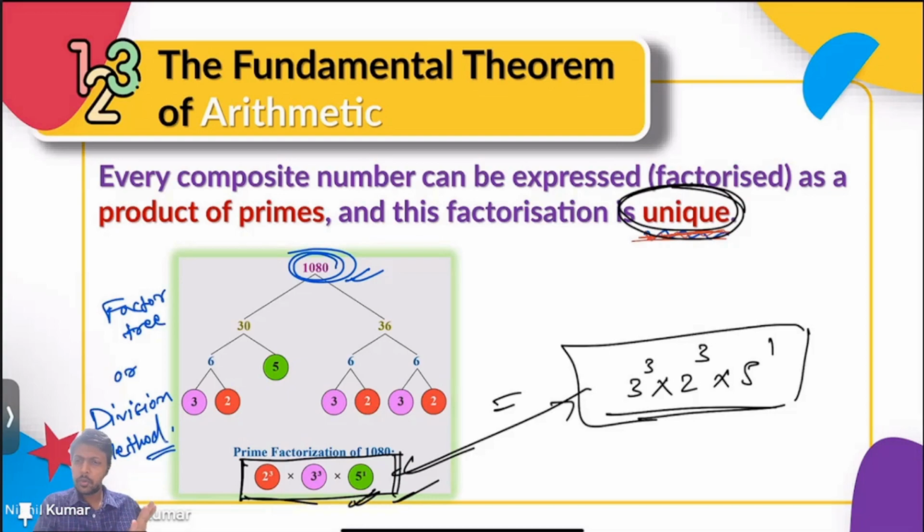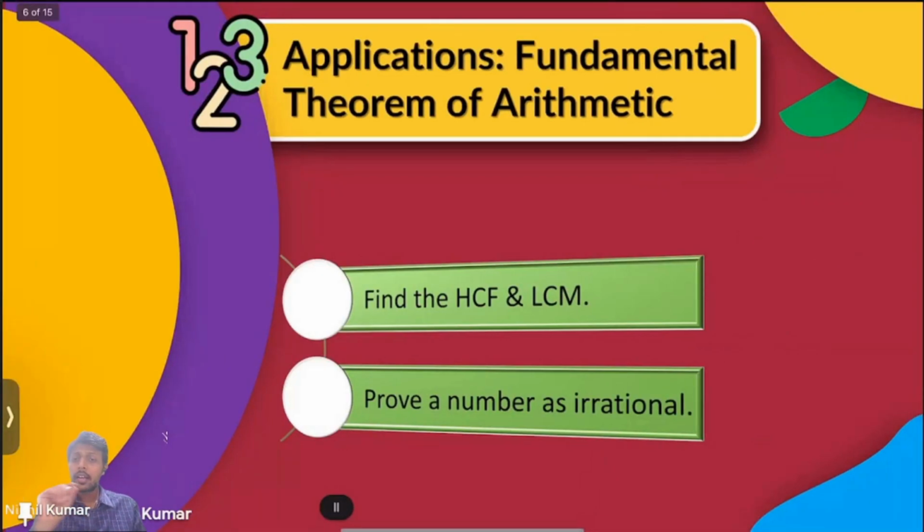Okay, let's move on and see how we apply this theorem. Where does this theorem help us? So, as per your syllabus, it has many applications, by the way, but you have to study about two major applications. First is finding the HCF and LCM of two numbers, and then you have to prove that some number is irrational. Specifically, when proving that root 2 is irrational, this theorem does come into picture. We'll see how.